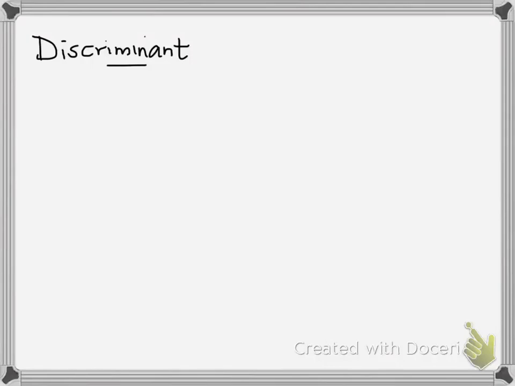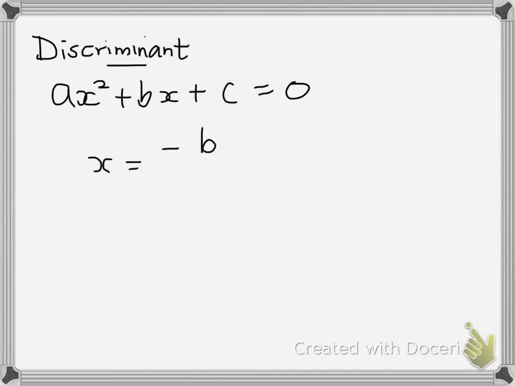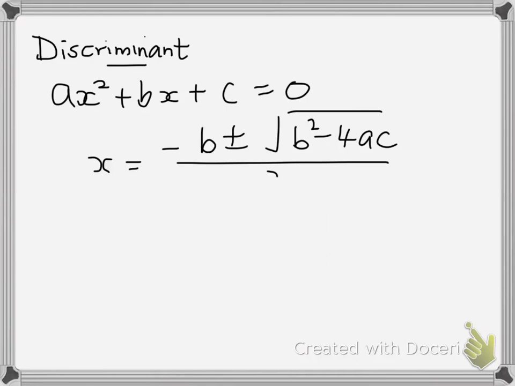Okay, so we're going to look at the discriminant. Now, what is this discriminant? If you remember your formula, for a quadratic equation of ax squared plus bx plus c equals 0, how do you find x? Negative b plus or minus the square root of b squared minus 4ac, over 2a.